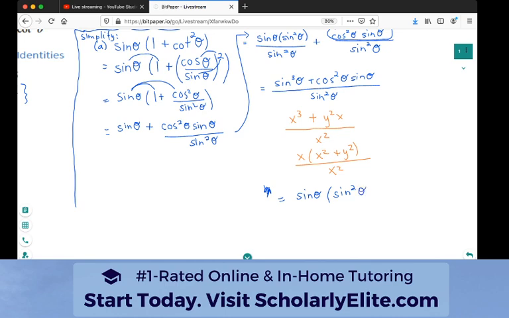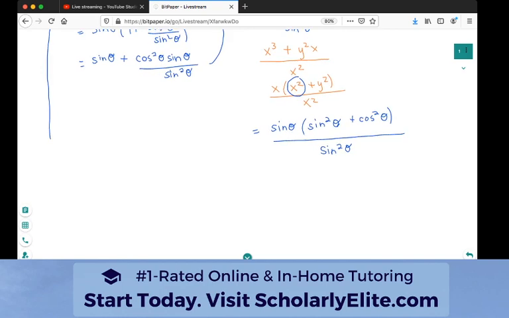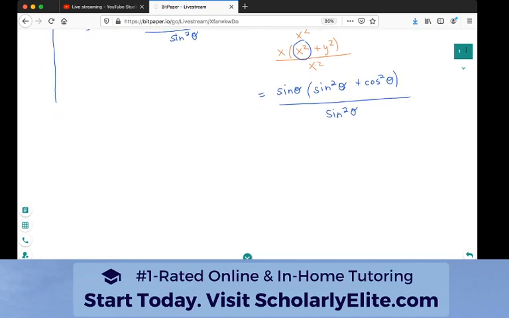Look, guys, it's the same thing. Just like this, we've got sine squared theta here, and then plus cos squared theta over sine squared theta. And if this particular step confuses you, I highly recommend just working on your factoring skills.